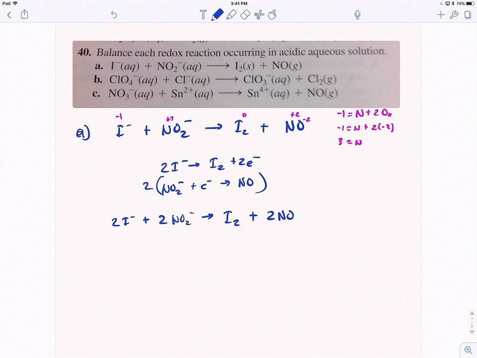So on the left side of the equation, we have four oxygens on the left, and we have two oxygens on the right, so we need two waters. And we have four hydrogens on the right, so we need four hydrogens on the left. And we're done.